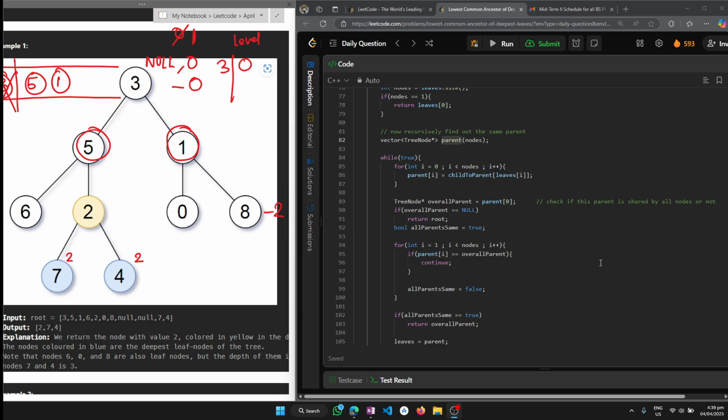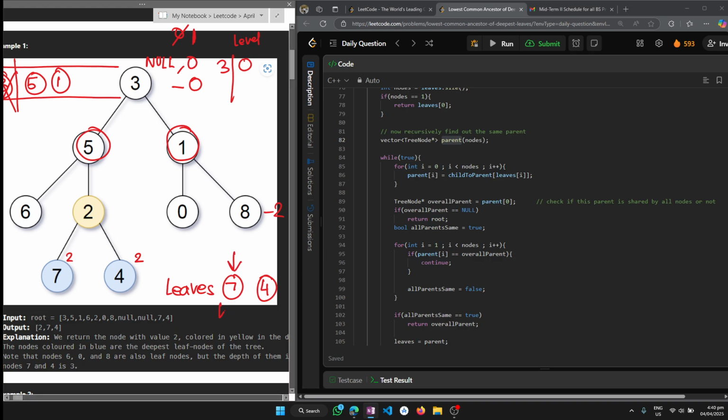I say that inside of parent of I, please see who is the node of this particular leaf, leaves of I. What is leaves of I? Leaves of I is nothing but an array which has these two nodes inside of it, 7 and 4. So I say please make this a key, and inside of our map, check who the parent of 7 is. Whoever the parent of 7 is, assign it in the array parent of I, because this is index number 0, this is index number 1. Alright, so parent of I becomes 2, and then for this particular thing, parent of I again becomes 2.